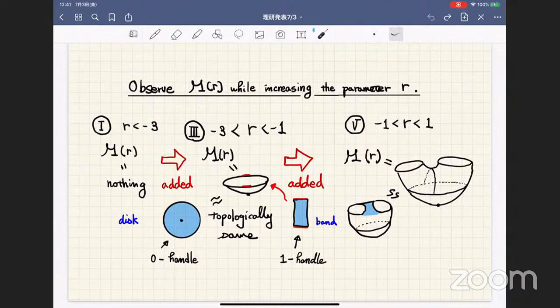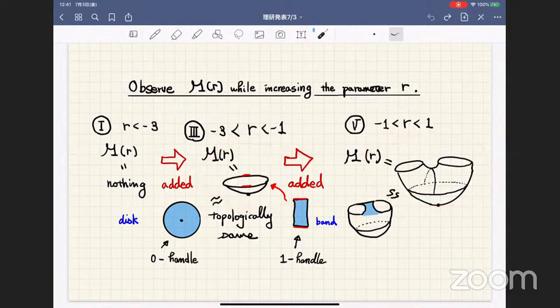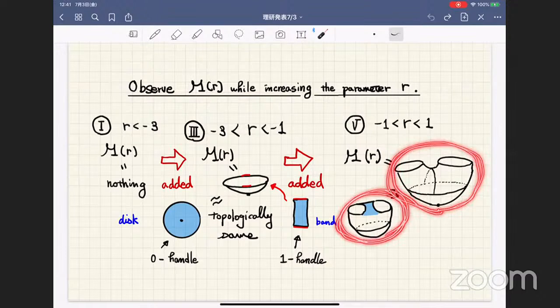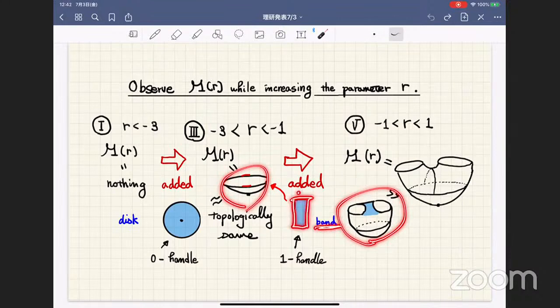And what is next? The difference between 3 and 5 is described in the following way. First we consider the continuous deformation from this to this. Then we can see that the difference between this and this is just adding this band. Okay, so like this.